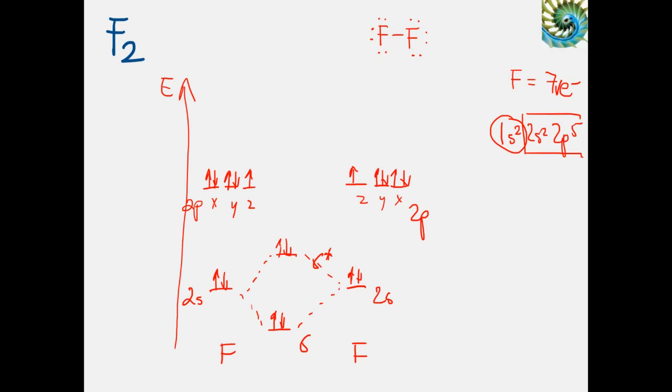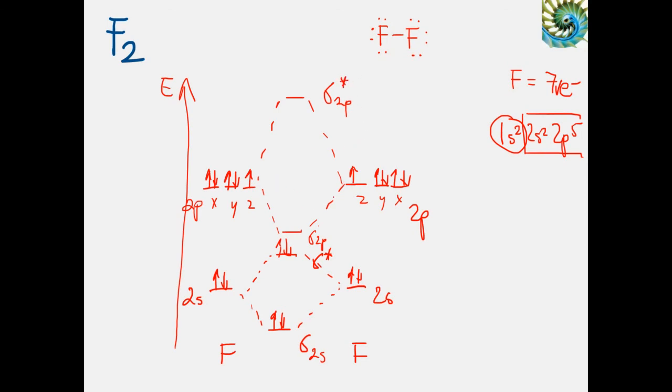So the orbitals that are x-oriented can interact with one another to form a sigma bond. And we will have another. So this will be sigma 2s, and this is going to be sigma 2p orbital. And this will then also have an anti-bonding orbital, so sigma 2p anti-bonding.